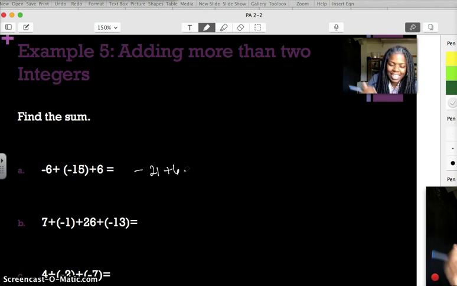We're going to subtract, take the sign of the higher. The higher number is 21 if I'm looking at the absolute value, so I'm going to keep a negative here. 21 minus 6 is going to leave me with 15. So my final answer is negative 15.